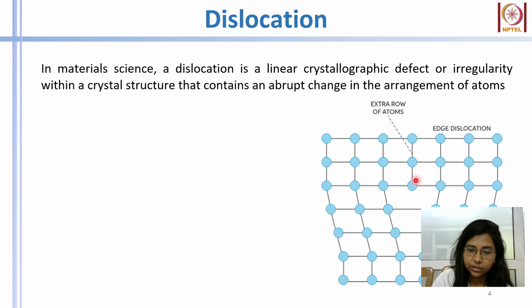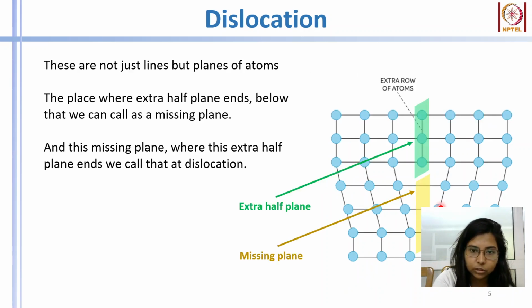This is called the extra half plane, and the area below that is called the missing plane. As I explained, these are not lines but planes of atoms. The place where the extra half plane ends, below that we can call a missing plane, and where this extra half plane ends, we call that a dislocation. This extra row of atoms is the extra half plane, and the area below that is the missing plane.